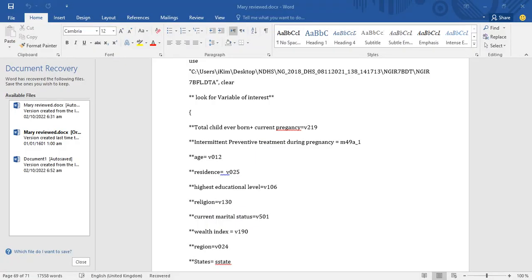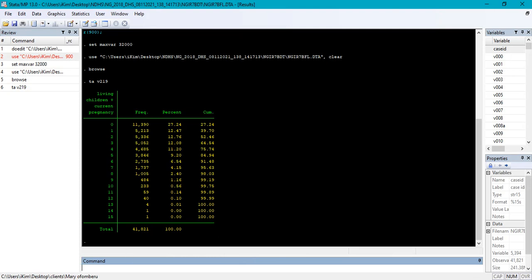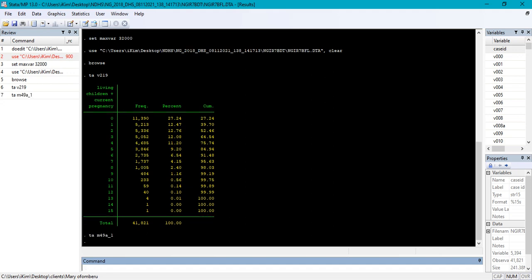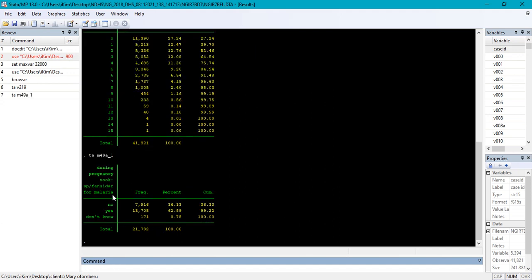So for these reasons, they won't be partaking. Also, the next variable to consider is intermittent preventive treatment during pregnancy, the uptake of it. That variable is M49A underscore 1. That's the designation. If you look for it, you can see it here.